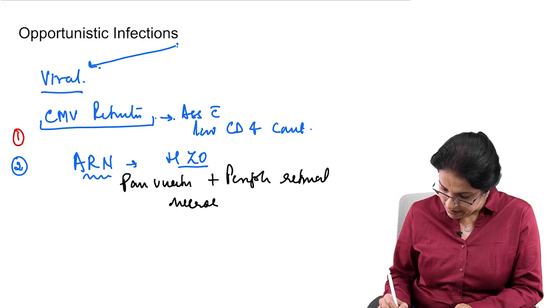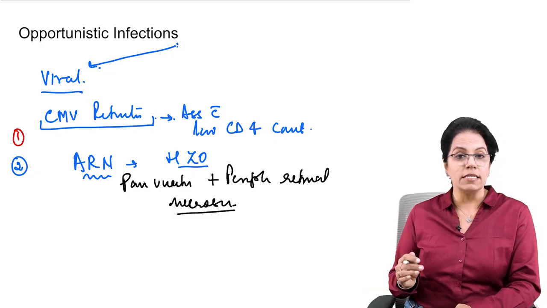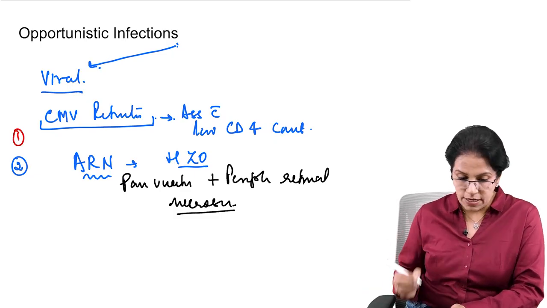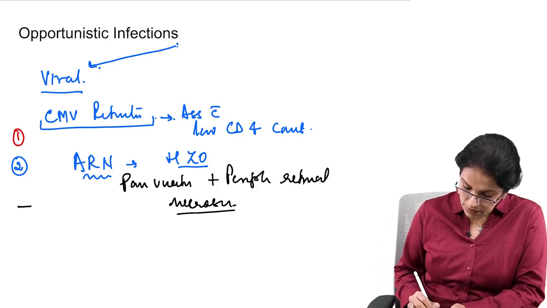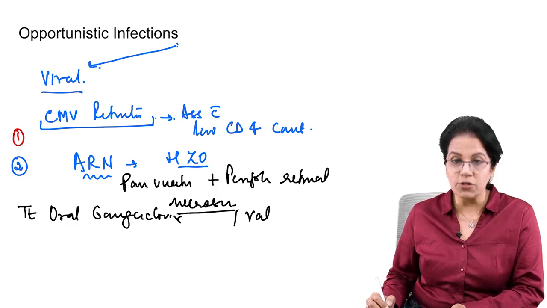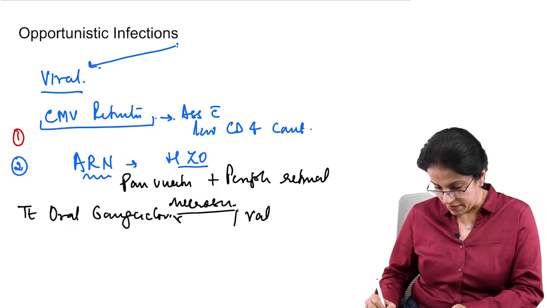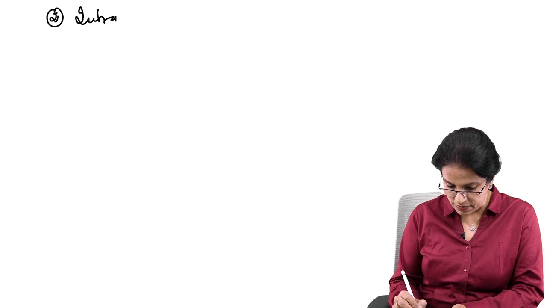Pan-uveitis with peripheral retinal necrosis. How will you manage? That's a viral infection. We generally go for either oral ganciclovir or valcyclovir. Anything else? Yes, we can also go for intravitreal ganciclovir. Number one, oral ganciclovir or valcyclovir, and second can be intravitreal ganciclovir.